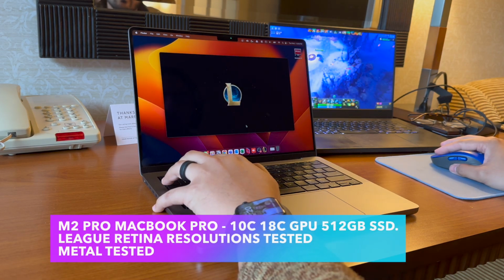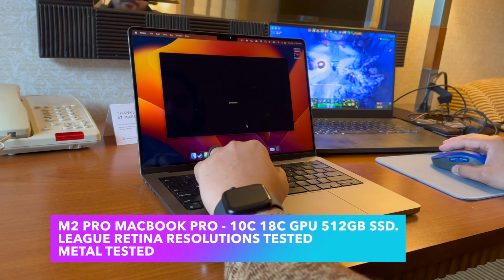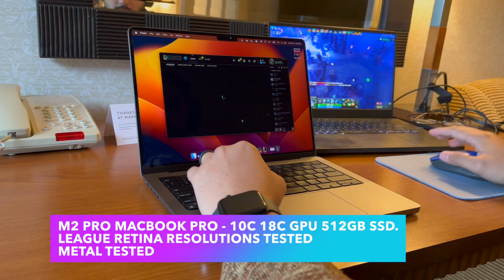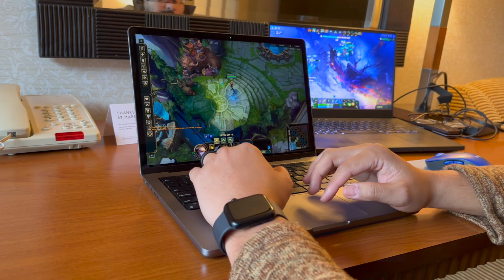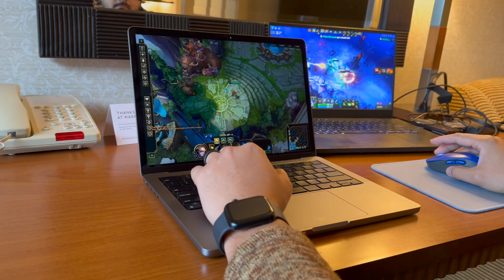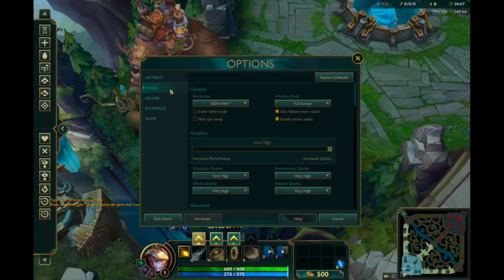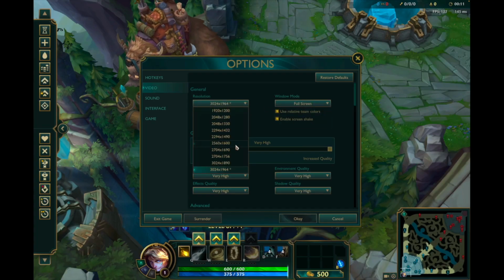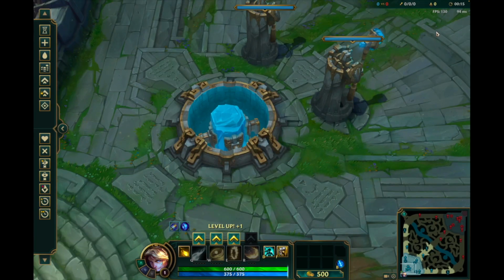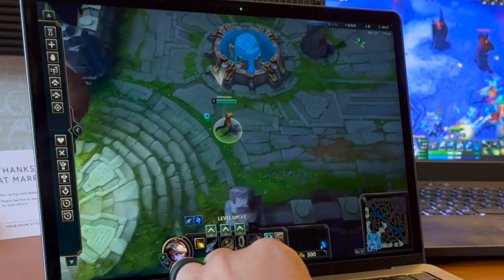In this video, we are going to be testing the base model $2,000 10-core CPU, 18-core GPU, 512GB SSD, League of Legends on full screen mode, which is Retina resolution, versus what I tested previously, which was borderless mode, which technically scales down to what your macOS settings are. If you looked at my Dota 2 video, I talked about some of the differences there.